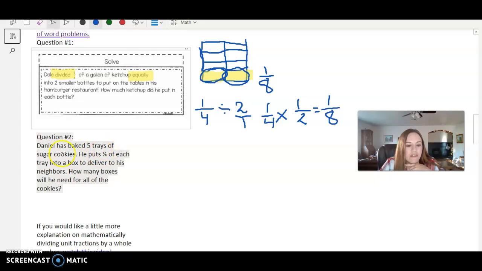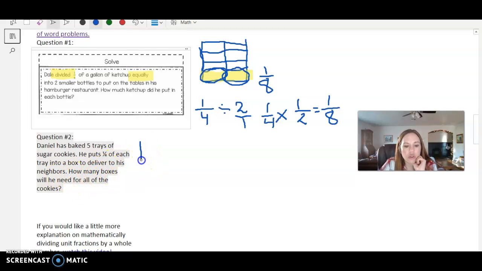Daniel has baked 5 trays of sugar cookies. He puts 1/4 of each tray into a box to deliver to his neighbors. How many boxes will he need for all the cookies? So here we have a total of 5 trays of cookies. They're getting divided up into groups of 1/4 of a tray. And my answer will be how many groups we have, or how many boxes he'll need to fit those cookies. So we have a total getting divided up into equal groups of 1/4. And our answer is how many groups we have.